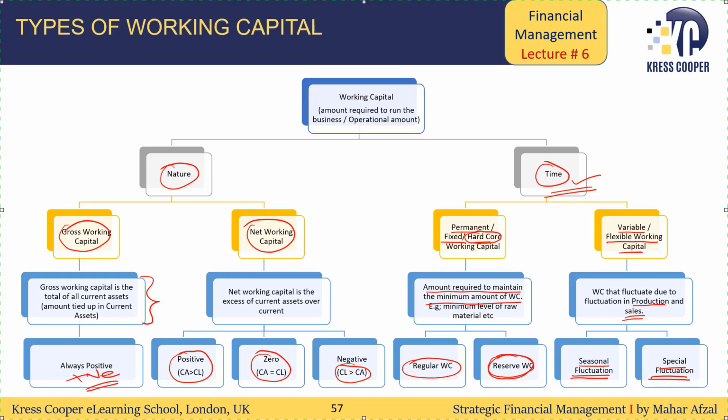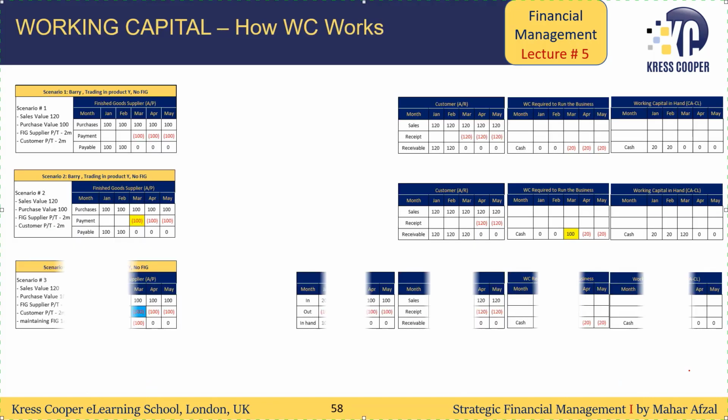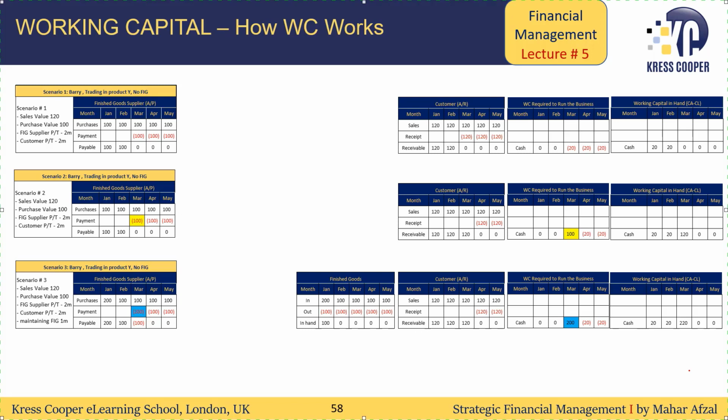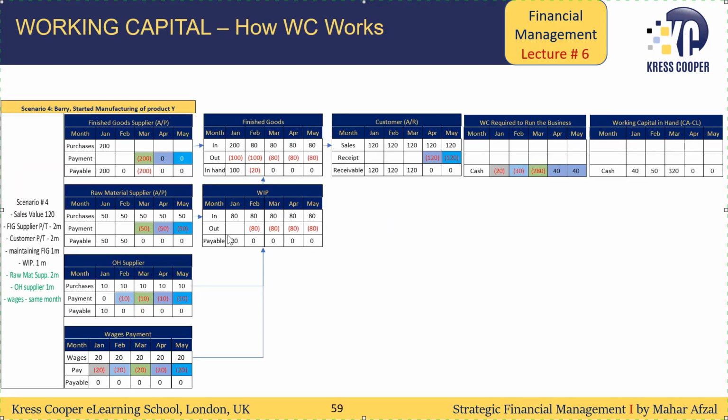To understand it in depth, these are the three previous scenarios that were discussed earlier. In the first case, Barry is buying and selling. In the second case, Barry is buying and selling, but the customer payment term has been increased from 2 months to 3 months. In the third case, Barry started maintaining finished goods inventory as well. This is a fourth scenario, and Barry has started manufacturing. In the first three scenarios, Barry was buying the finished goods and selling the finished goods. It means Barry was in the trading business. Now Barry has entered into the manufacturing business, and the sales value is the same.